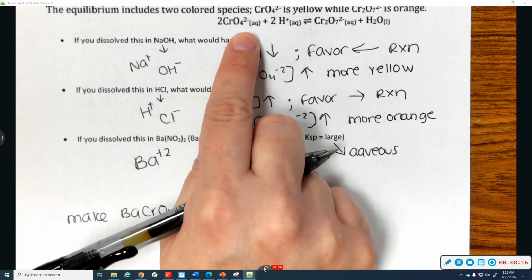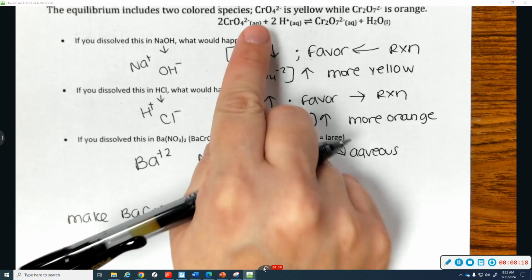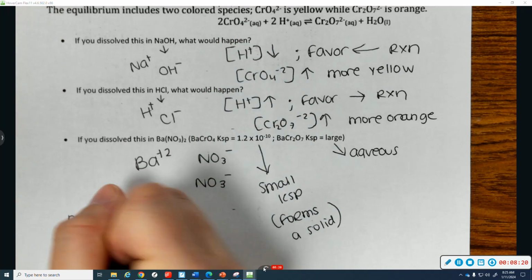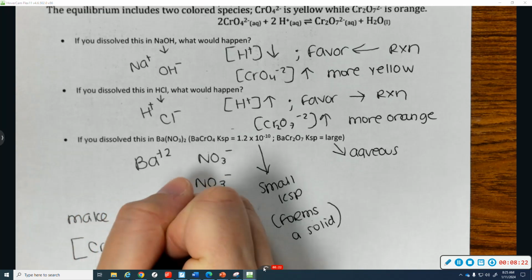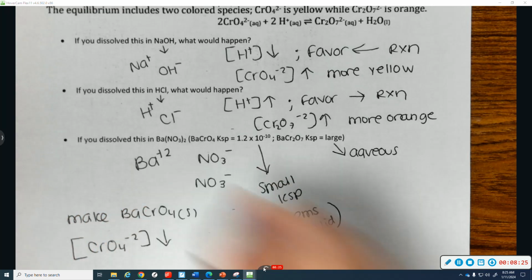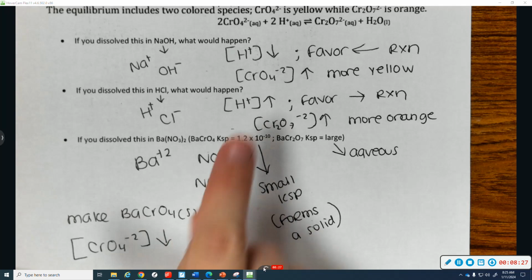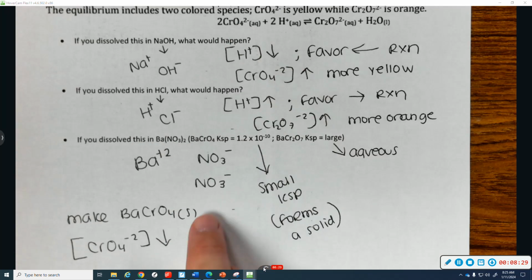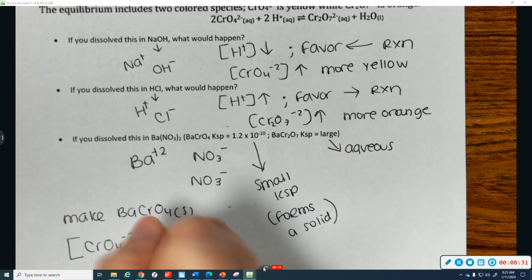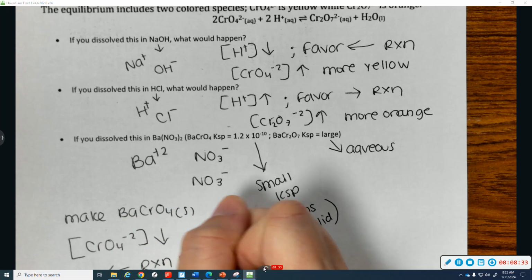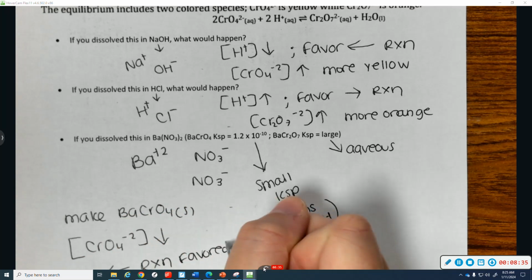If the chromate ions have become a solid, they're not aqueous anymore, which means the concentration or the molarity of the ions has decreased. If the molarity of the chromate ions has decreased, because they're all a solid now, that's going to make it favor the reverse reaction. And again, it'll make it more yellow.